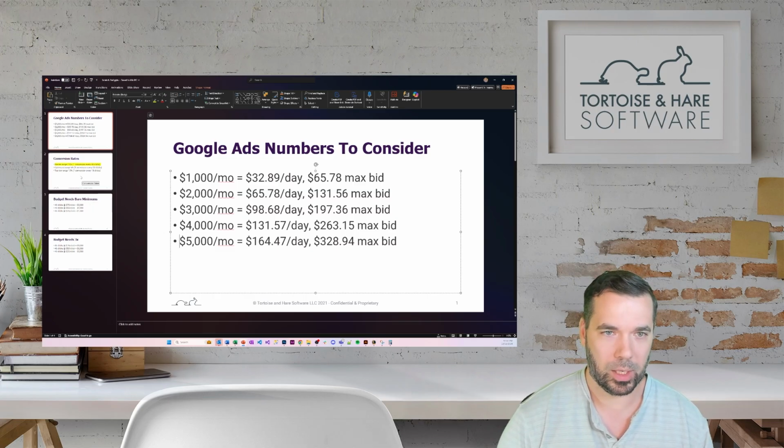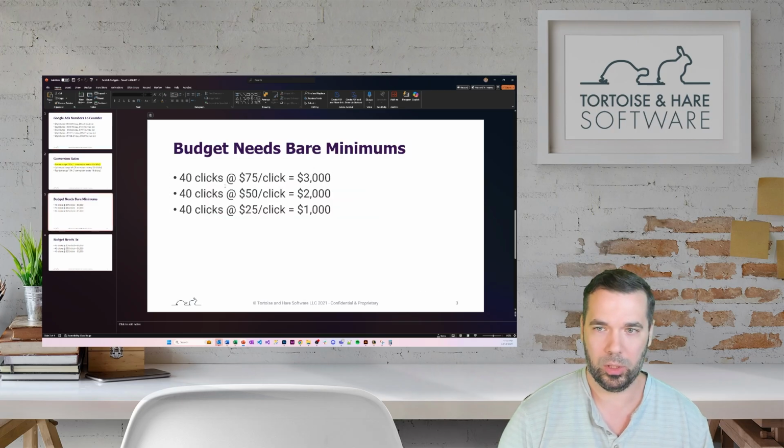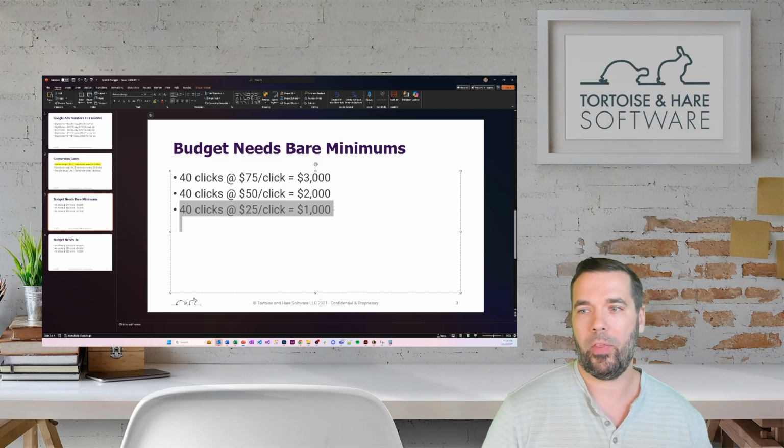So just thinking about that, and we're talking about individual clicks here. When you start looking at bare minimum, to get a conversion with a 2.5% conversion rate, you need 40 clicks. At $75 a click, you're looking at $3,000 just to get one conversion on one of those more competitive auctions. On one of the lower, more reasonably priced clicks at $25 a click, you're looking at 40 clicks for $1,000.